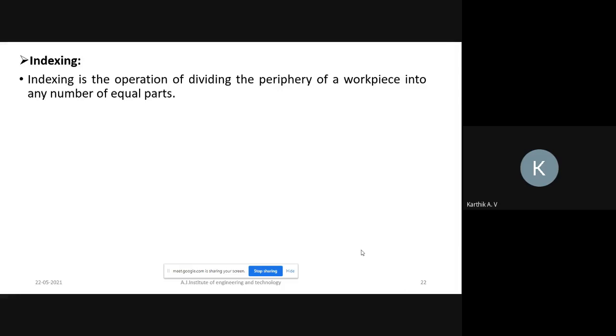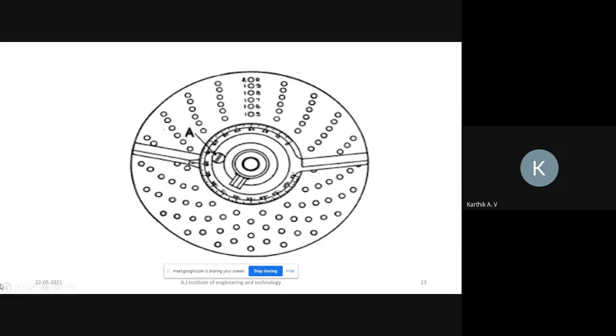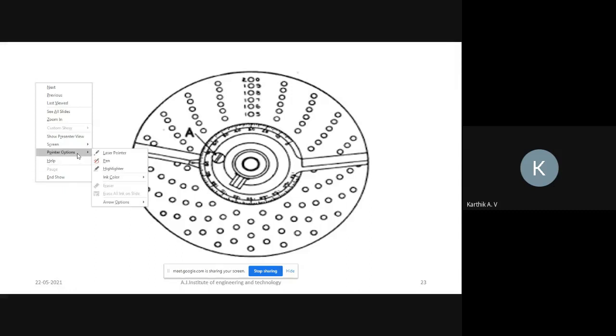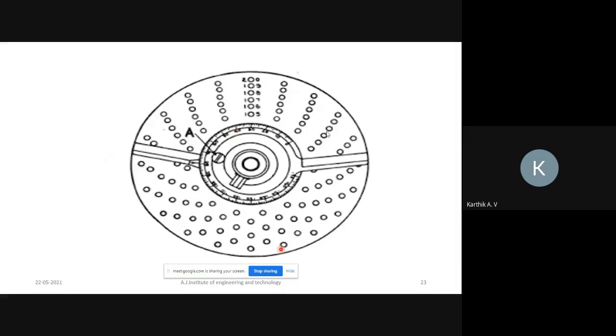Akila is not there. So indexing is nothing but dividing the peripheral into an equal number of parts. That is called the indexing mechanism. So this is called the indexing plate. And this is the index crank.